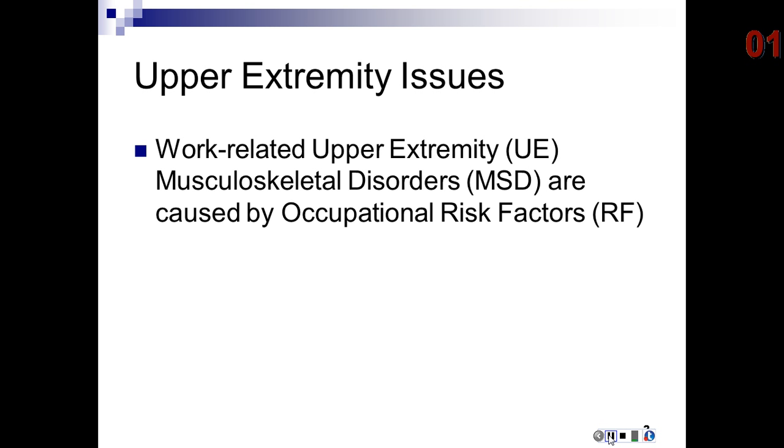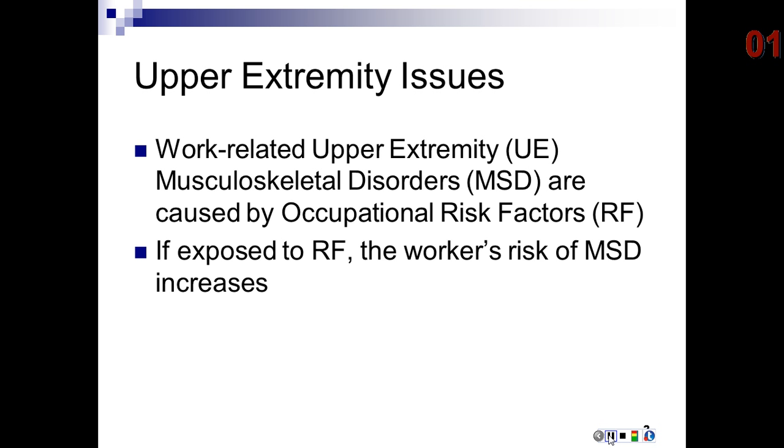If it is a work-related upper extremity musculoskeletal disorder, it is caused by occupational risk factors, so your risk factors at work. Second true or false statement: if exposed to risk factors, the worker's risk of MSD increases. And you know, if you have 10 employees on the job doing the same job, and one employee develops an MSD, you're searching, is it a job-related cause? And you might think, well, the other 9 people haven't gotten it, so maybe it's not work-related.